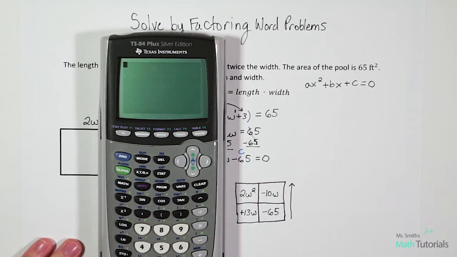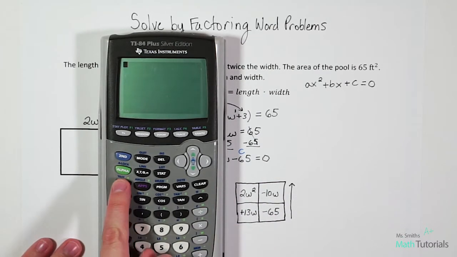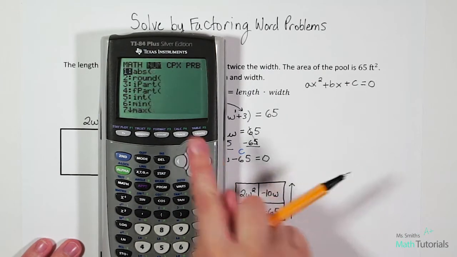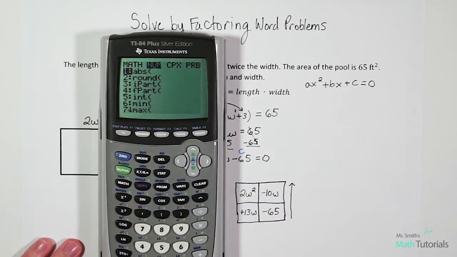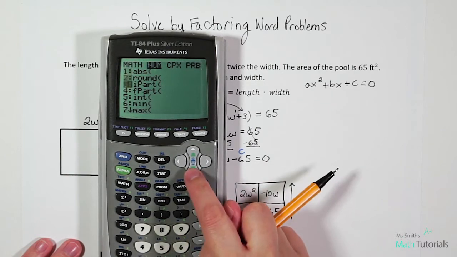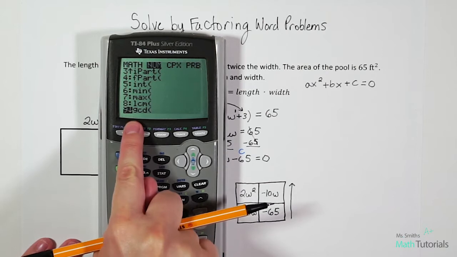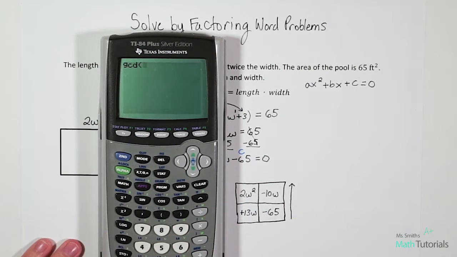So on your graphing calculator, if you hit the math button, and then we right arrow over to number, and then we want number 9. So we can either scroll down to 9 or we can just hit 9, but it's going to say GCD. GCD stands for greatest common denominator. It's the same thing as GCF, greatest common factor.